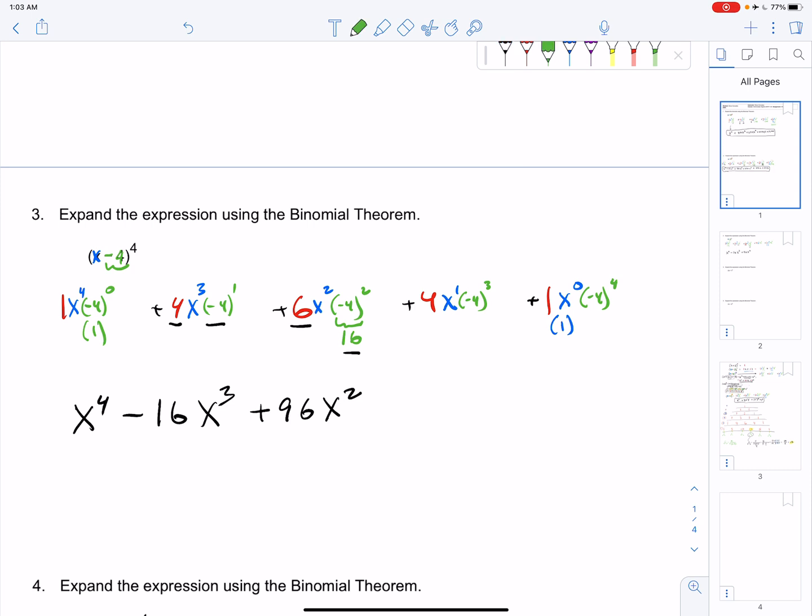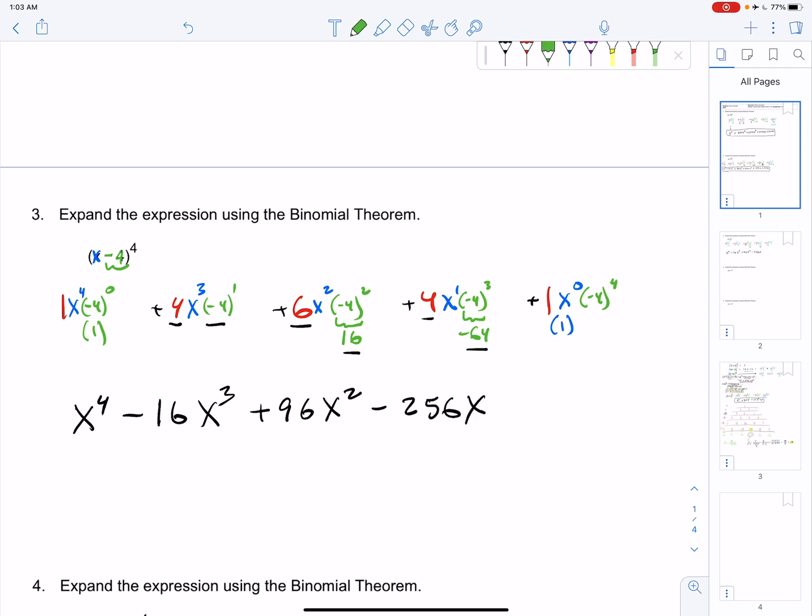Now we have an odd exponent, so negative 4 to the 3rd power is negative 64, so it's going to cause this term to be negative rather. Negative 64 times 4 is going to be negative 256, and we have x to the 1st.